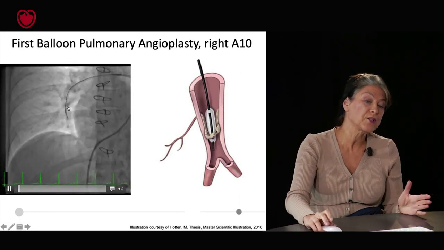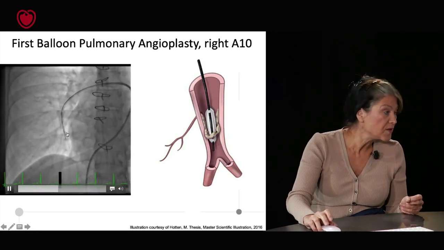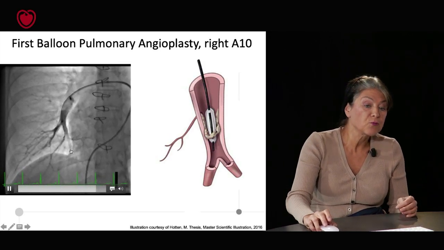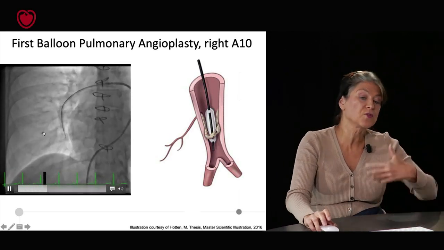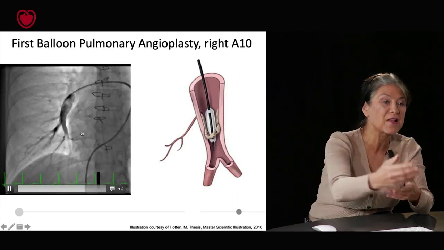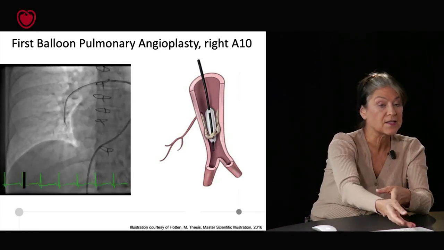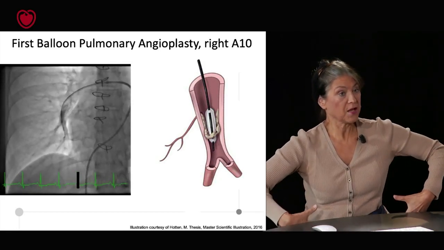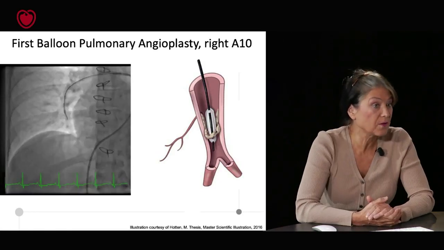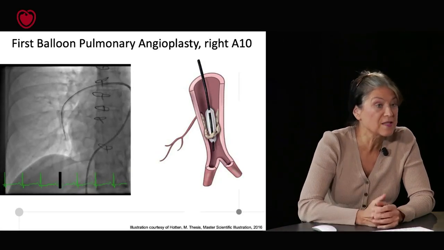Telescoped in this 8 French catheter is a smaller 6 French guiding catheter. And to reach down there to A10, we usually use what is called the GuideLiner, which is another guideline extension. So in the big vessels, you need to get to the end of the vessel, basically.